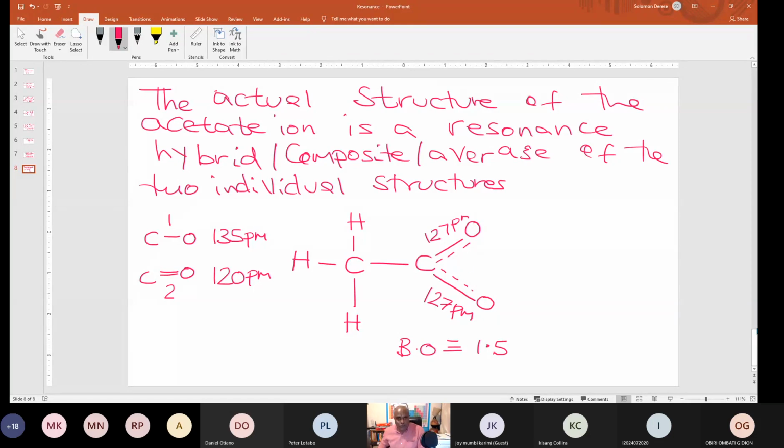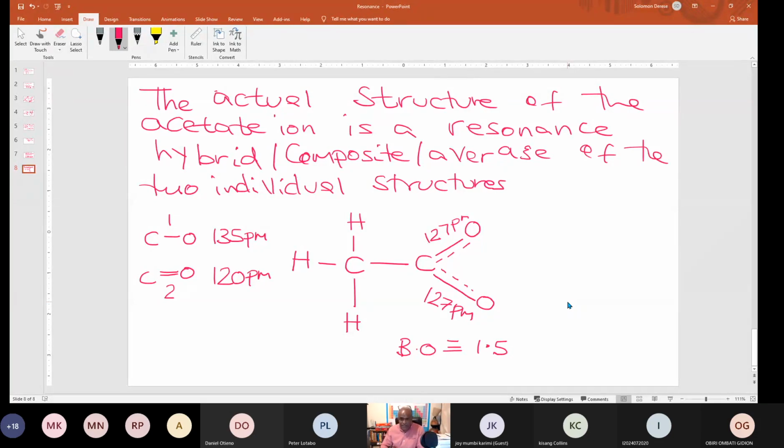What we have also observed is that in one of the resonant forms, this oxygen was negatively charged. In the other resonant form, it was the other oxygen that was negatively charged. So the negative charge is shared equally between the two oxygen atoms. You remember the acetate ion has a -1 charge. This -1 charge is shared equally between the two oxygens.